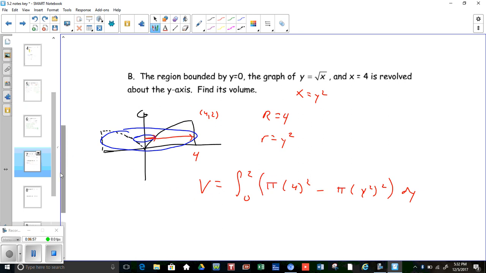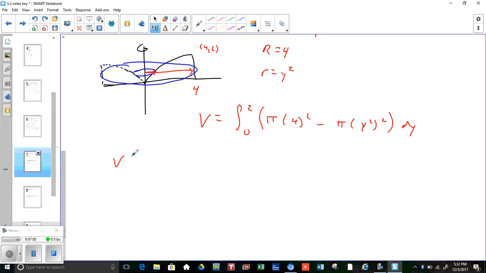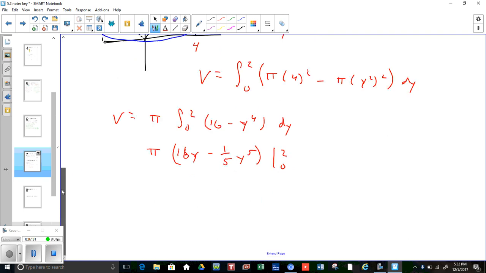All right, let's go ahead and take the pi out to the front. And then we're going to get an integral from 0 to 2 of 16 minus y to the 4th dy. So pi, antiderivatives are going to be 16y minus 1/5 y to the 5th from 0 to 2. Not quite zeros and ones, but the 0 is going to be good.